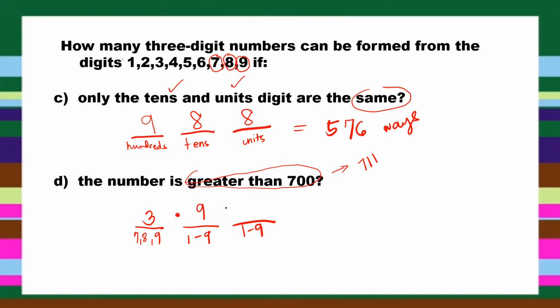So meaning, that's 3 times 9 times 9, and that is equal to how many ways? 3 times 9 times 9 is? 243. 243.